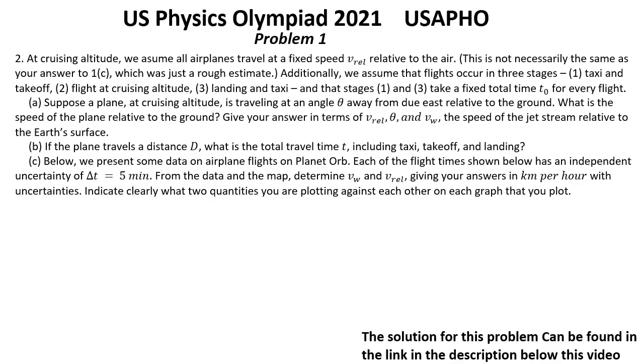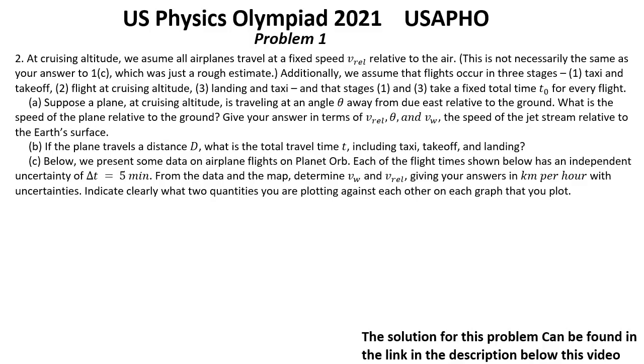Question A. Suppose a plane at cruising altitude is traveling at an angle theta away from due east relative to the ground. What is the speed of the plane relative to the ground? Give your answer in terms of v_rel, theta, and v_w, the speed of the jet stream relative to the Earth's surface. Question B. If the plane travels a distance d, what is the total travel time t, including taxi, takeoff, and landing?